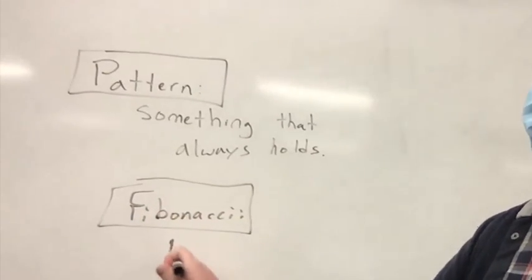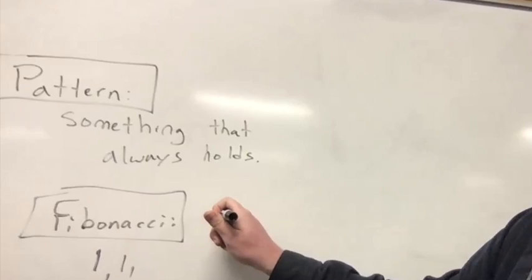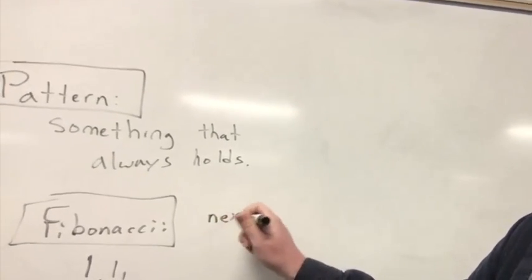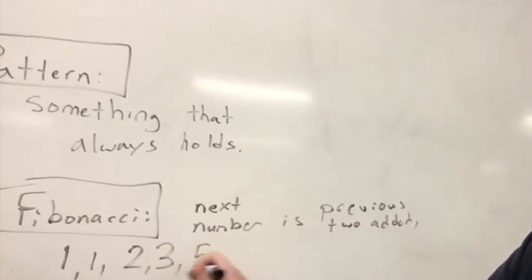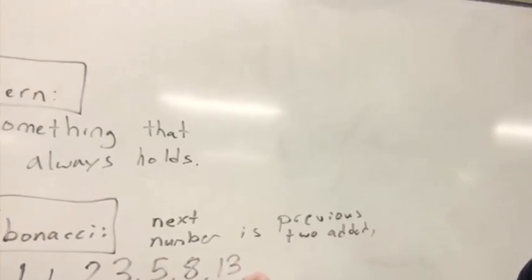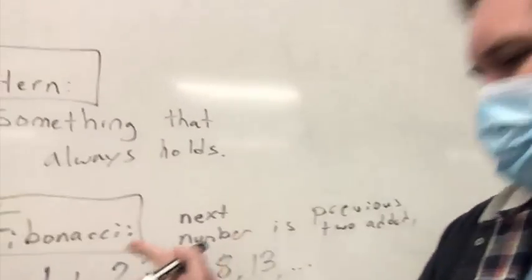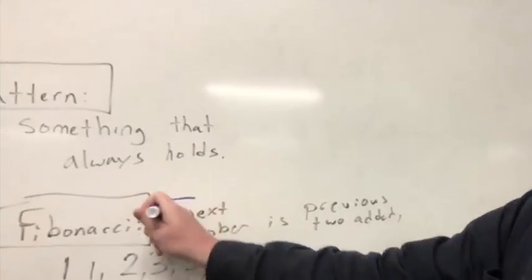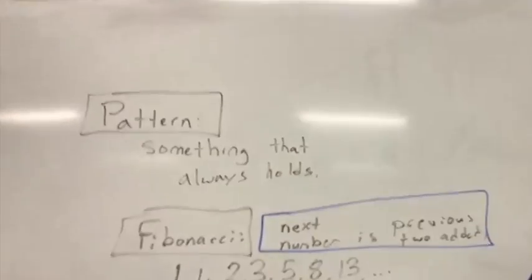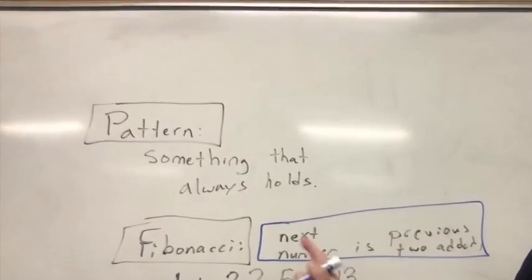So we have 1, 1, and then the rule is the next number comes from the previous two numbers added together. So the next would be 2, 3, 5, 8, 13, dot, dot, dot. So something is a valid pattern here because we can describe what's making the things that we're seeing, and that pattern will always hold. This works perfectly well.